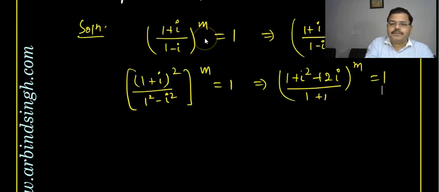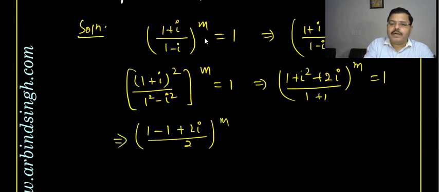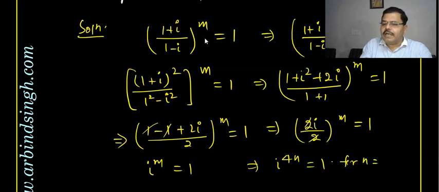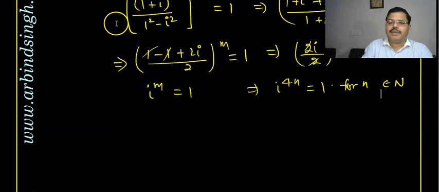Now we can write further that 1 minus 1 plus 2 iota divided by 2 whole to the power m is equal to 1. So that will be 1 cancel, 2 iota by 2 whole to the power m is equal to 1, 2 cancel. So iota to the power m is equal to 1. And you know, since iota to the power 4n is equal to 1, for n is any natural number, so value of m can be, we can write for n belonging to natural number. So for positive integral value, even iota to the power 0 is also defined, but here value of m can be a multiple of 4, and therefore m is equal to 4n.